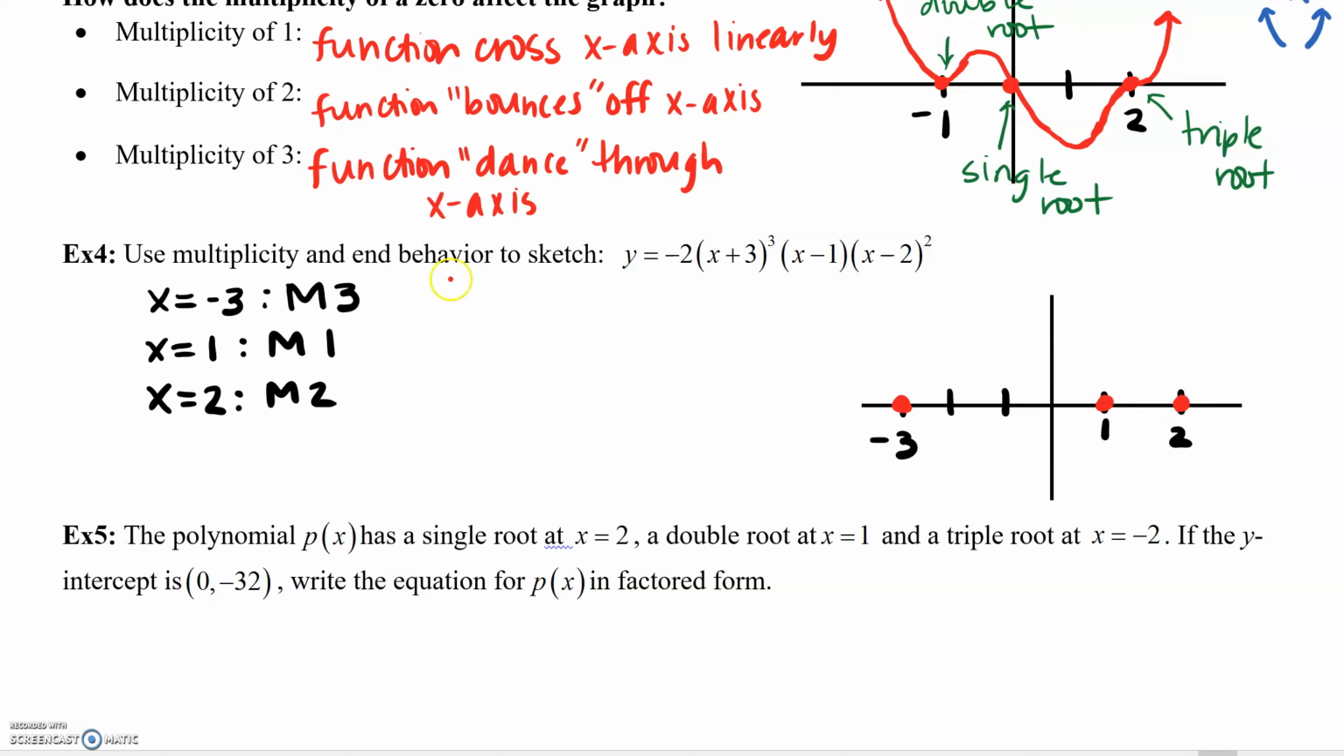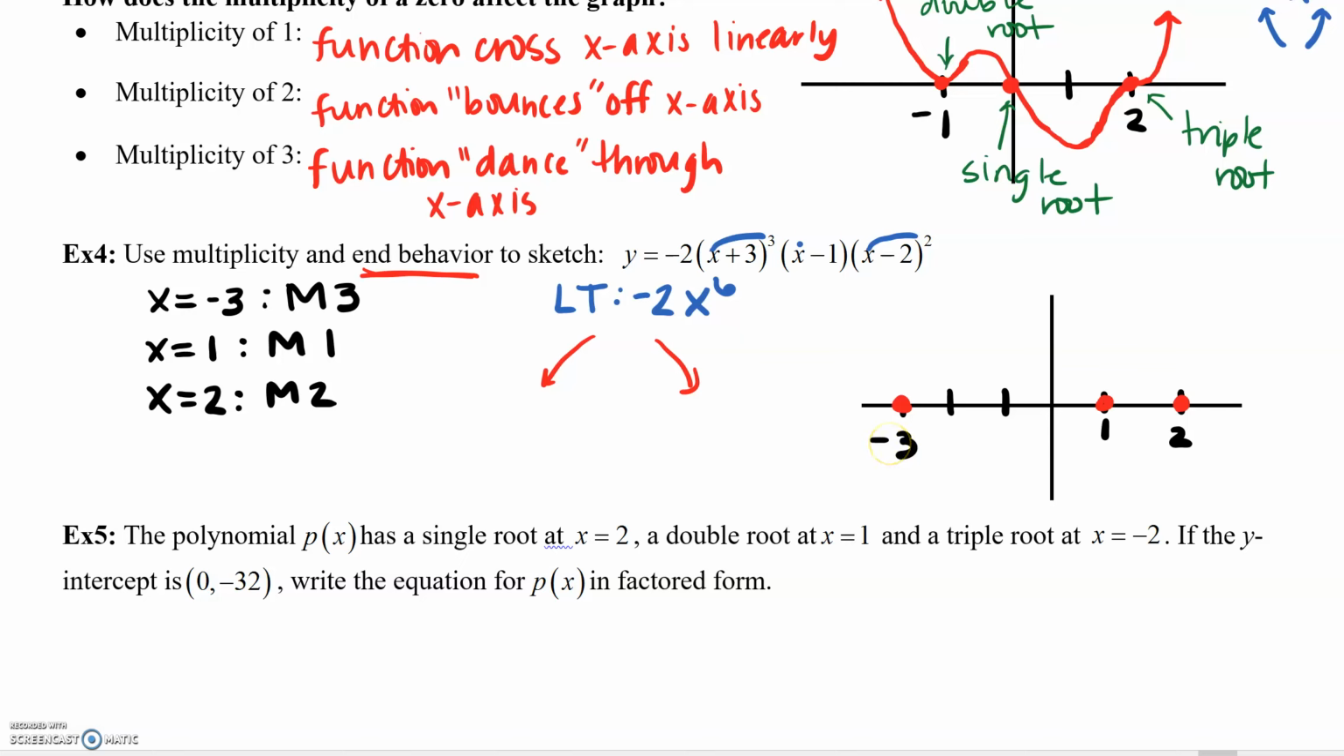Now, in order for me to actually sketch this graph, I need to think about the end behavior. So if we had FOILed this out, we would have an x cubed times an x times an x squared, which leaves us with 1, 2, 3, 4, 5, 6. But because I have this -2 in front, my leading term is -2 x to the 6th. Because I have an even degree and a negative coefficient, I know that my end behavior should be going down on both sides. So now I can start actually making this graph.